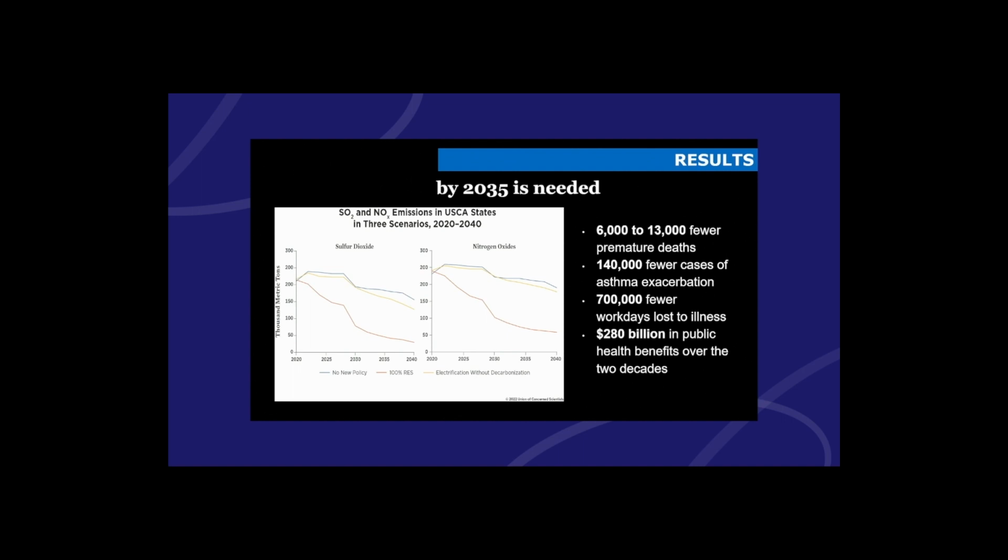And this move leads to approximately between 6,000 and 13,000 fewer premature deaths, more than 140,000 fewer cases of asthma exacerbation, 700,000 fewer work days that are being lost due to illness, and also a value of public health benefits of more than 280 billion over the 2 decades.